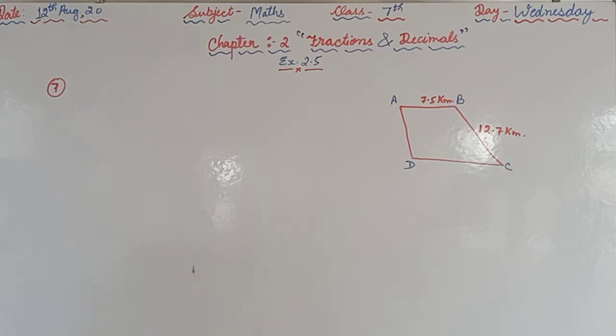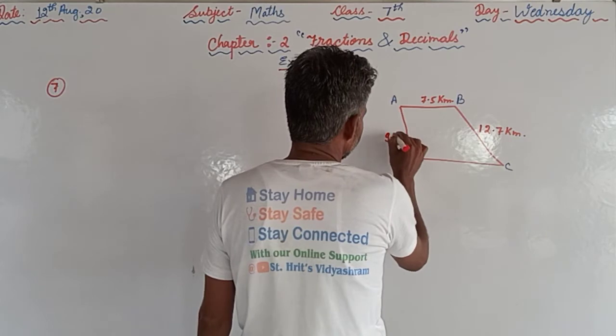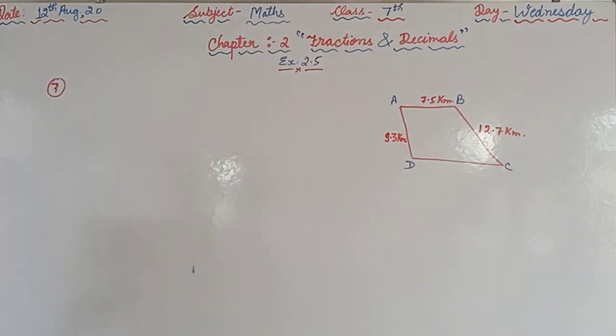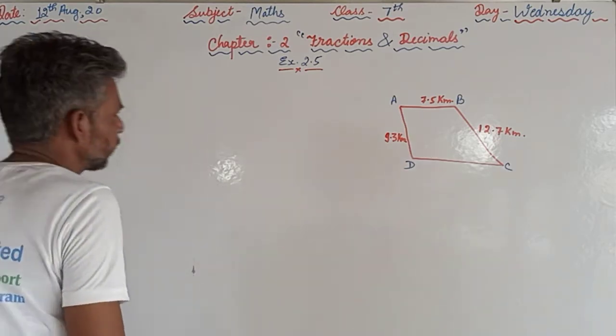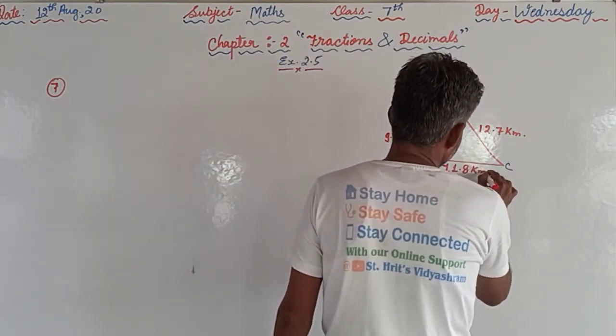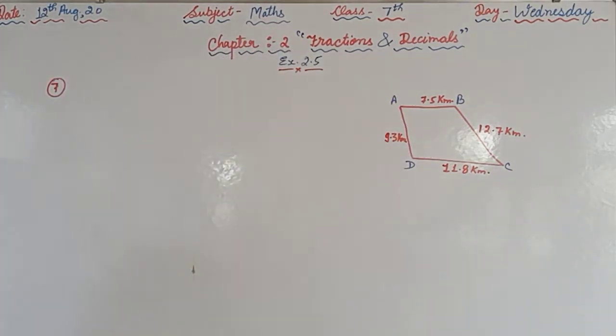At the same time, D is 9.3 kilometers from A. So 9.3 kilometers is the distance from A to D. At the same time, C is 11.8 kilometers from D. So two boys, Dinesh and Ayub, went from place A to D by different ways.